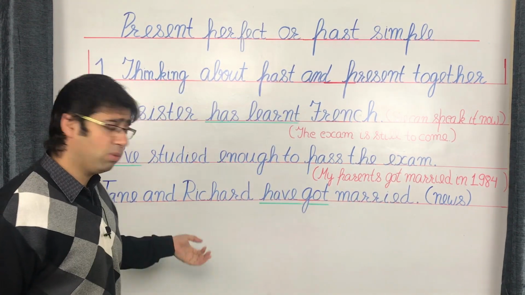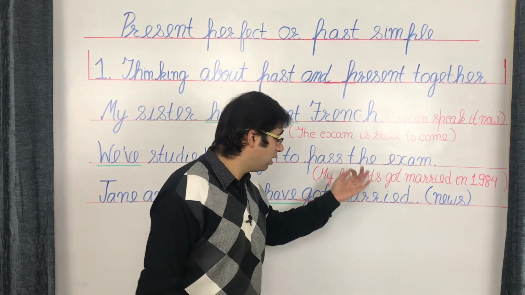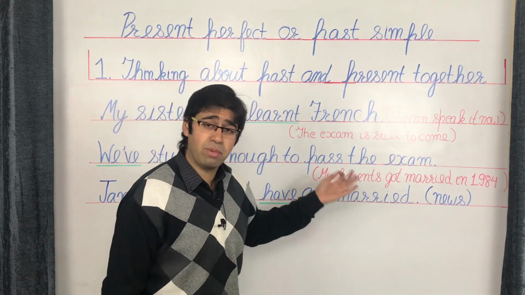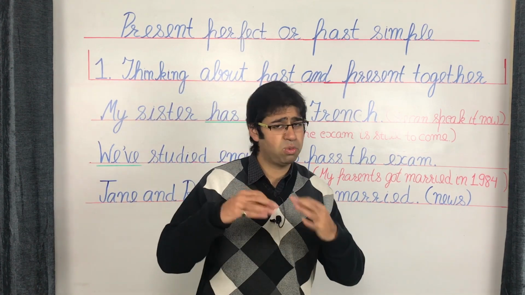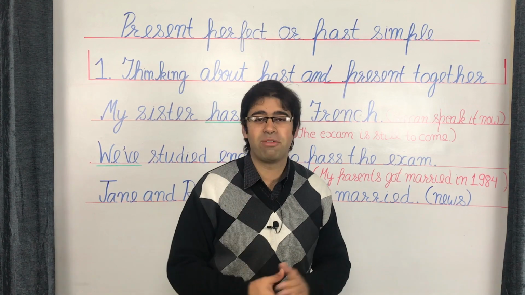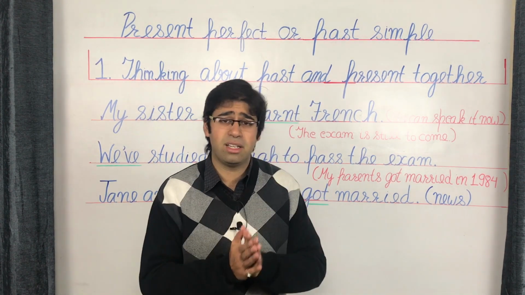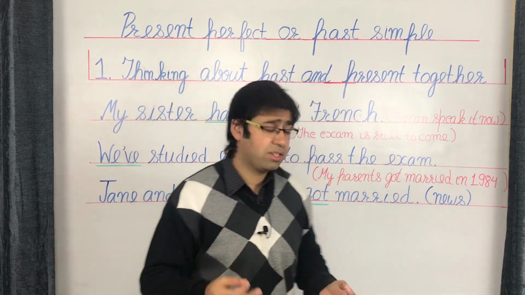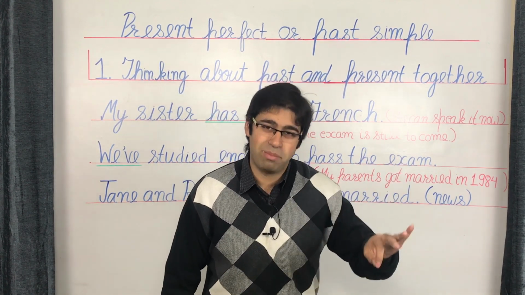We have current news: "Jane and Richard have got married." So this is current news being expressed in the present perfect. The rule goes that whenever you wish to express a piece of news which is quite current, the preferred choice of tense is the present perfect, for a very obvious reason, and that is that although the event has taken place in the recent past, it does have a bearing on the present.